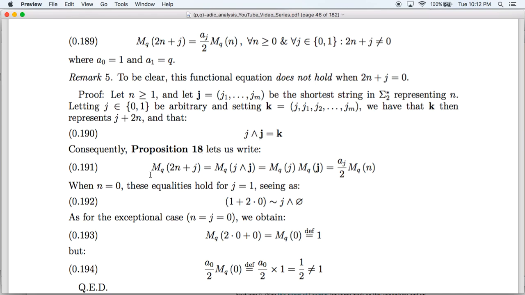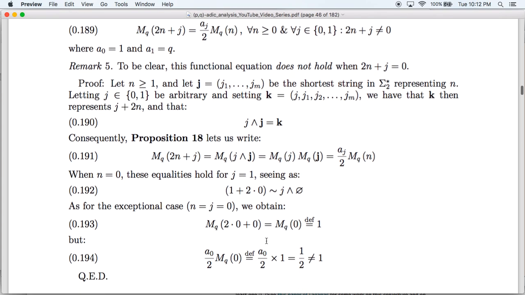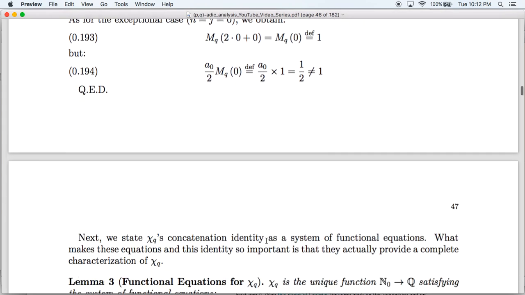So by proposition 18, mq of 2n plus j is mq of j plus wedge bold j, which is the product, and then by definition, mq of j is going to be aj over 2, because j is either a 0 or a 1. And as an example for the exceptional case, 2 times 0 plus 0 is 0, and that's equal to 1, but the right-hand side of this formula is equal to 1/2.